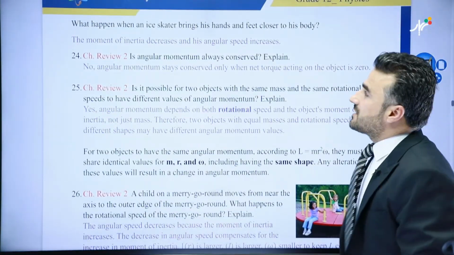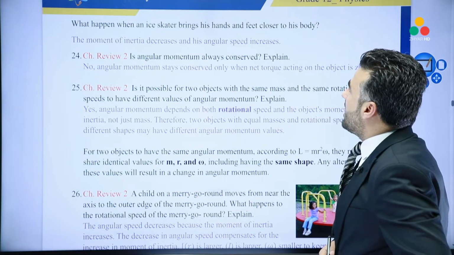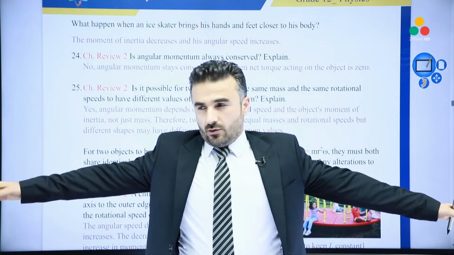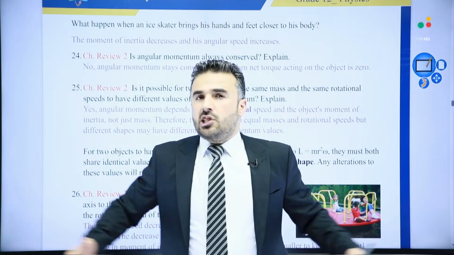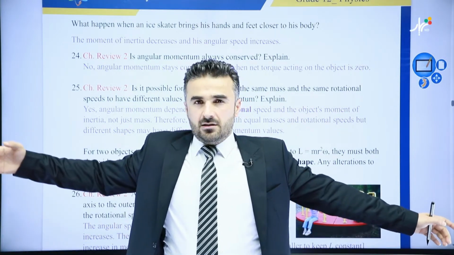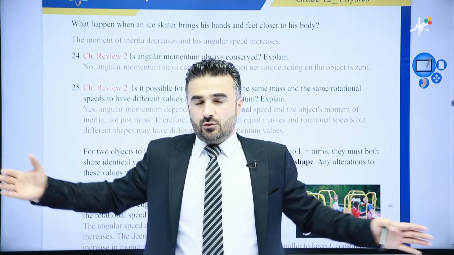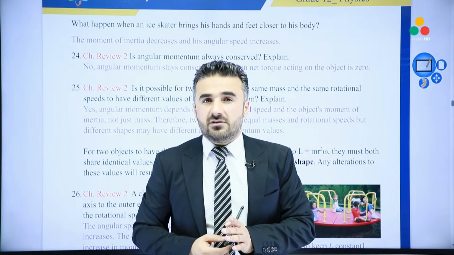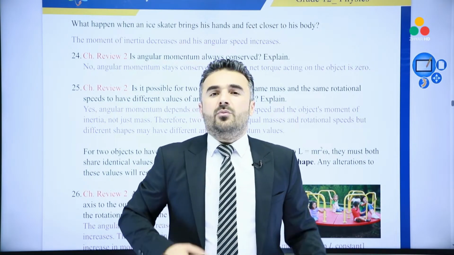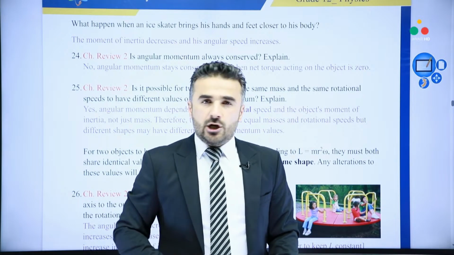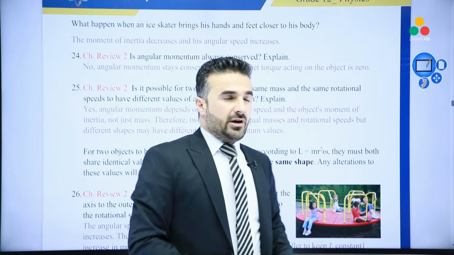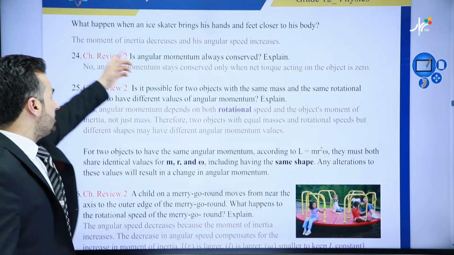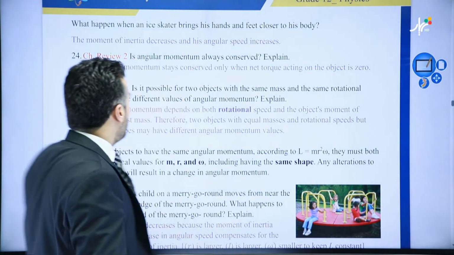So here we have a question. It says, what happens when an ice skater brings his hands and feet closer to his body? Of course, very good question. We said it earlier. Once we bring our hands closer, the mass that was far from the axis of rotation will be closer. If it gets closer, R will be less. If R is less, that means the moment of inertia will be less. So this will make the angular speed higher, or faster, keeping the angular momentum constant. So the moment of inertia decreases, and his angular speed increases.